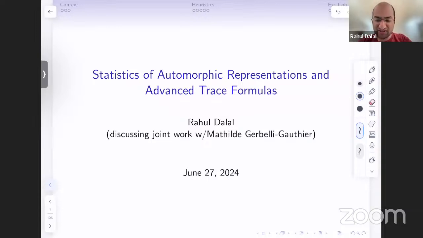So in this talk, we'll talk about how we can use some more modern developments, stable trace formulas and the endoscopic classification, to build on this work and try to understand other more complicated kinds of automorphic representations. At the very end, I'm going to be discussing some joint work with Mathilde Gerbelli-Gauthier on counting cohomological automorphic representations. So with that quick introduction out of the way, let's begin with the talk.